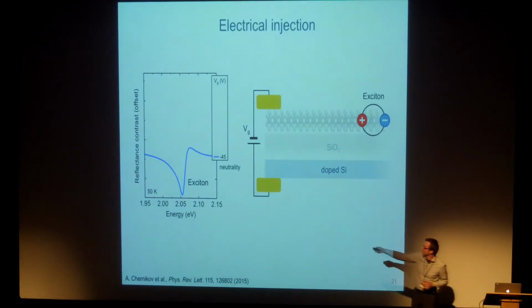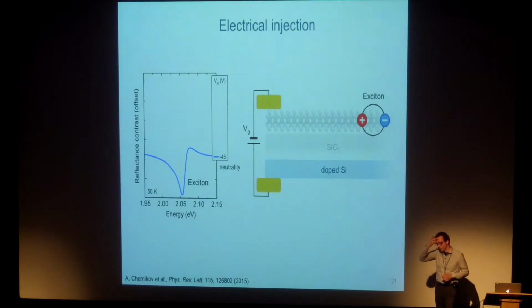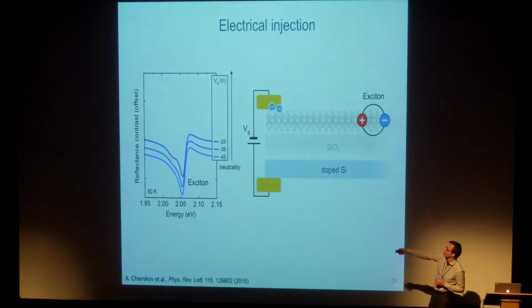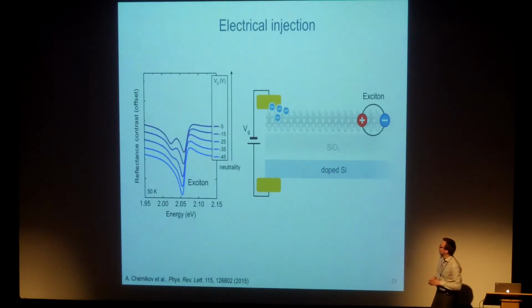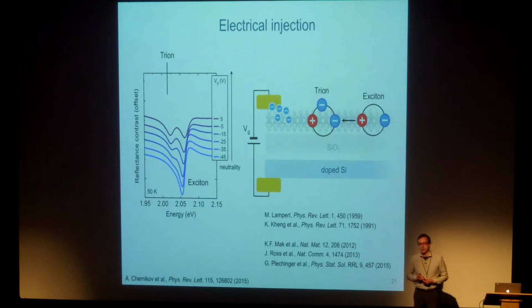Now this looks a bit strange. It's not a symmetric peak, but the reason is just the optical interference of this 300 nanometer silicon dioxide layer. In the dielectric function, that would be a single Lorentzian-type feature. Now, as we increase the voltage, we start to flood our material with electrons, and the following happens: there is a second peak arising on the lower energy side. And this peak is identified as the trion, a charge state of the exciton.